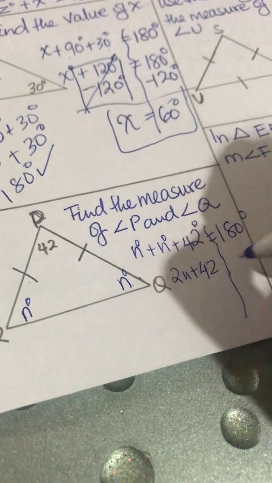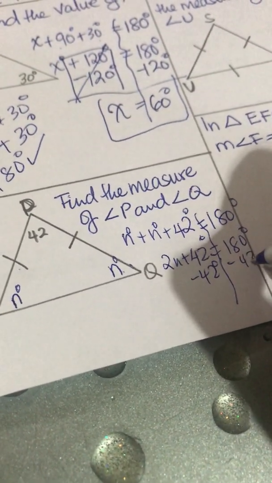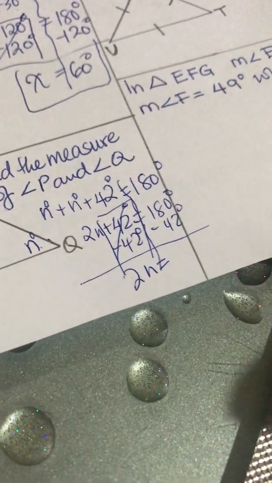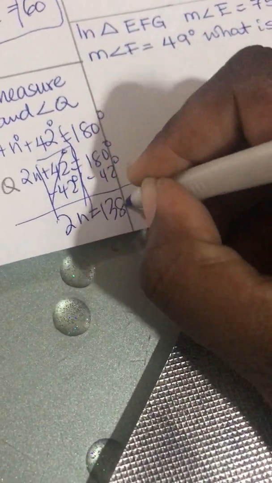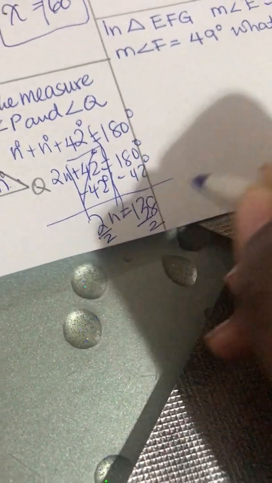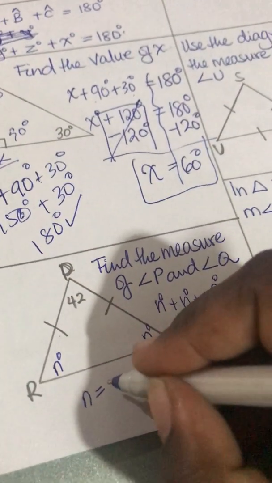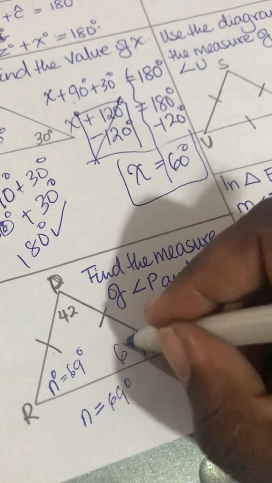2N plus 42 equals 180 degrees. I minus 42 on both sides. 2N equals 180 minus 42, which is 138. Then I divide by 2. N equals 138 divided by 2, so N equals 69 degrees. So this is 69 degrees, 69 degrees.